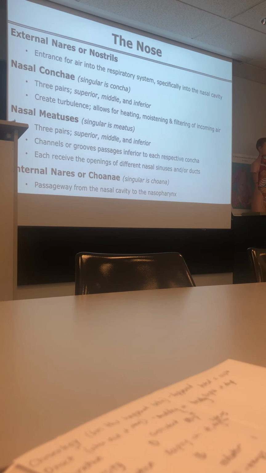And then we have our nasal meatuses. Our meatuses are located underneath our concha, okay? They're kind of these grooves that air passes through. We also have our sinuses that drain into our meatuses, right? We talked about our maxillary ostium, where our maxillary sinus drains into our middle meatus.